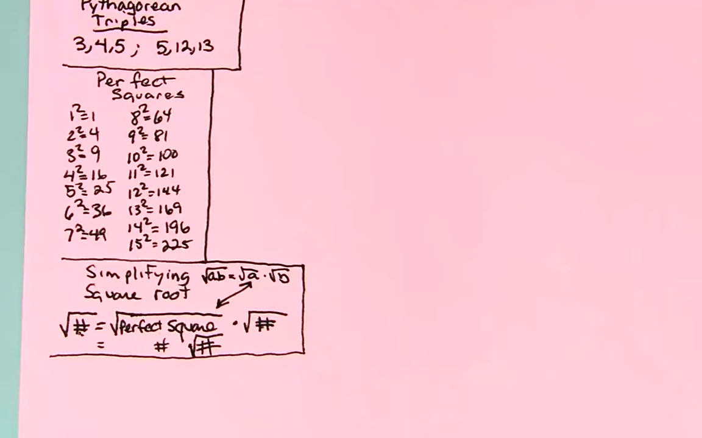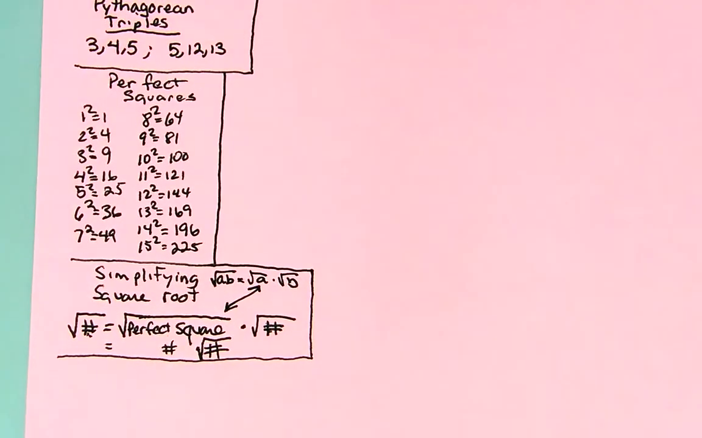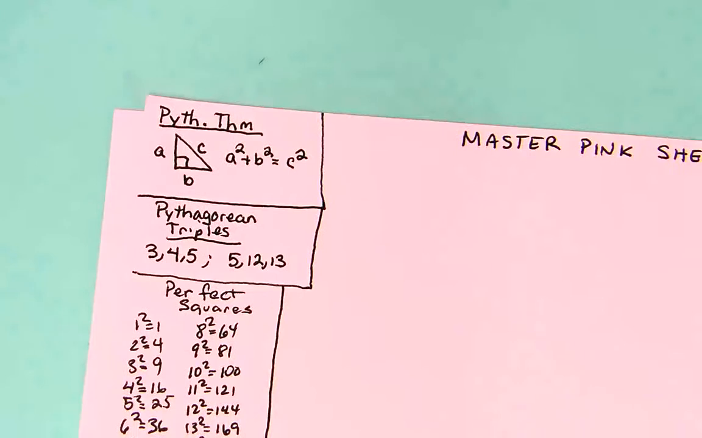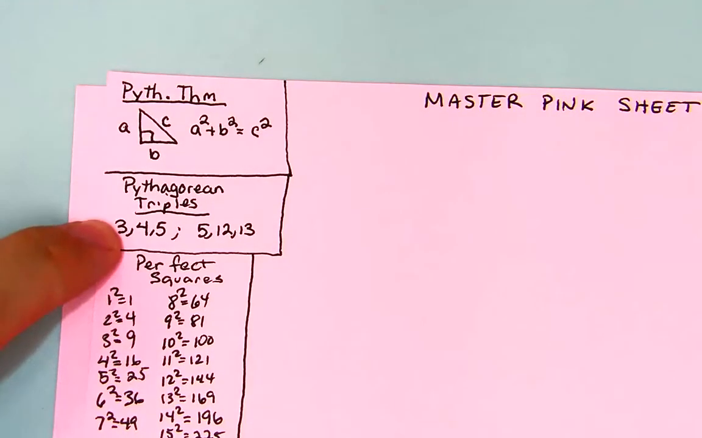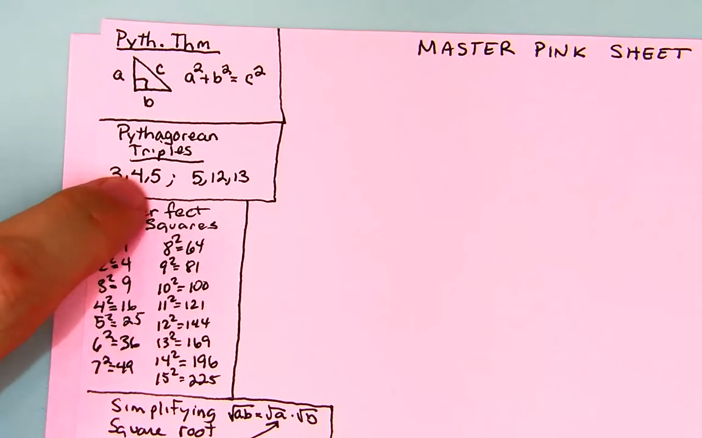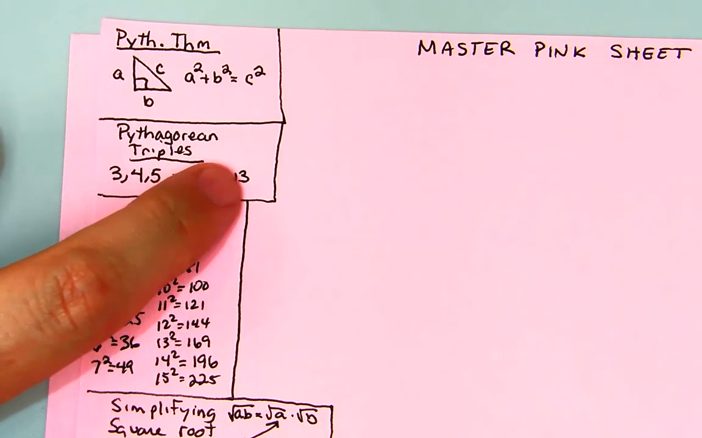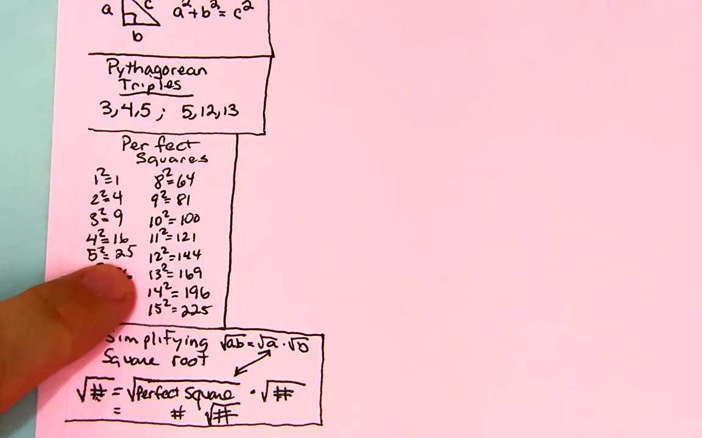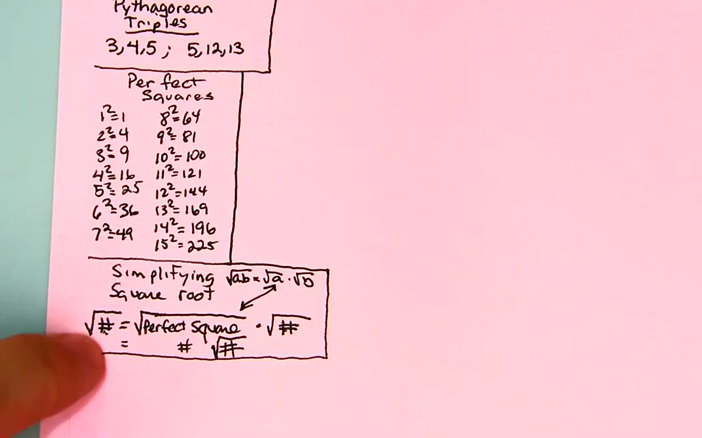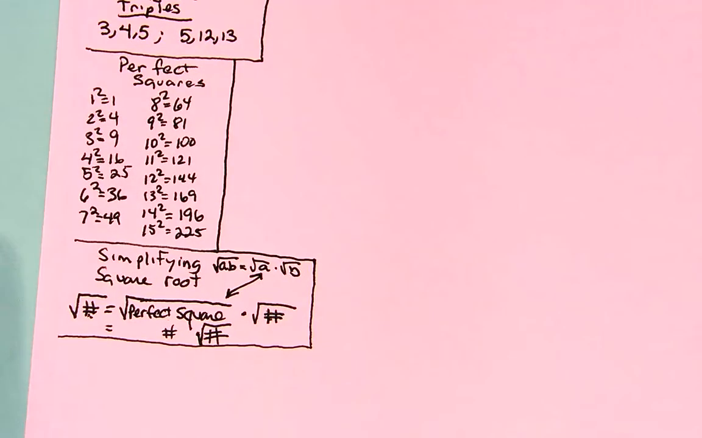So there's ps2, your pink sheet. And so now I have Pythagorean theorem. I talked about Pythagorean triples, where 3 squared plus 4 squared equals 5 squared, 5 squared plus 12 squared equals 13 squared. There's all your perfect squares. Simplifying square roots. And we're well on our way to filling this guy up.